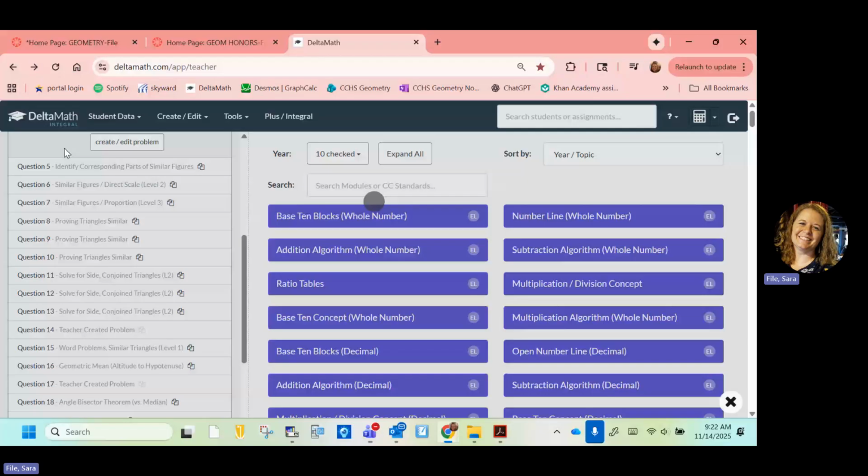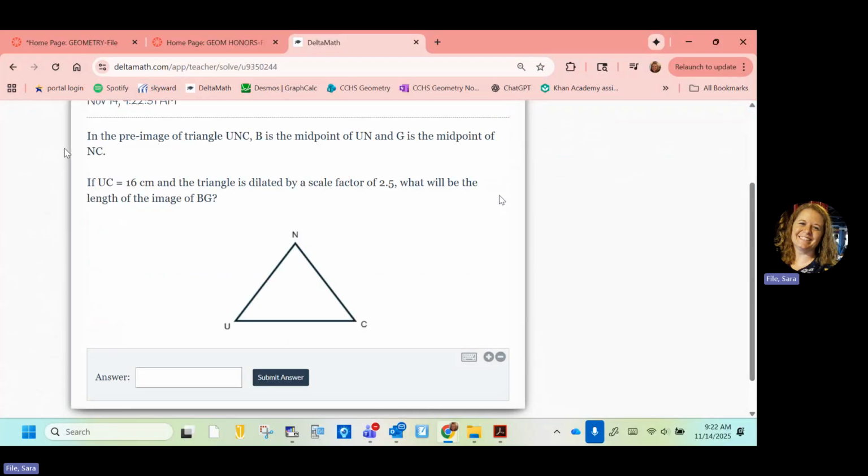Question 4 on the quiz. Okay, this was a common one I had a lot of questions on because people aren't wanting to draw it out. I promise you things will make more sense if you have a picture of it.